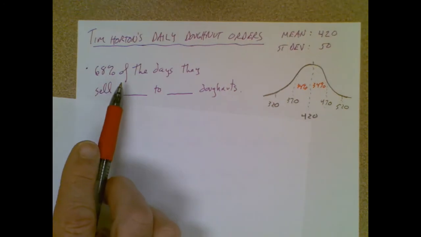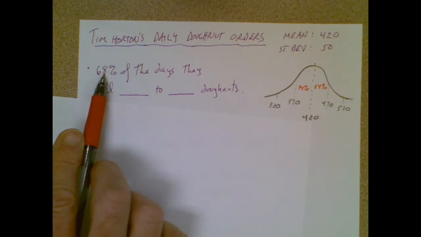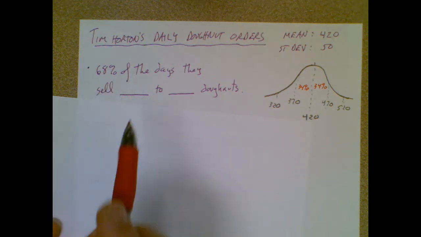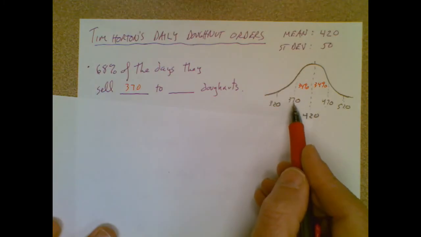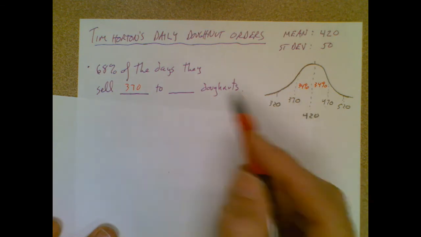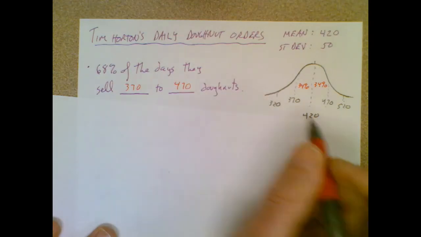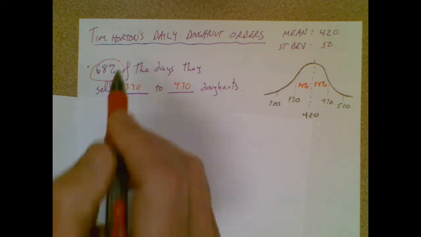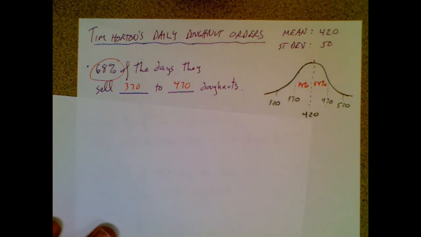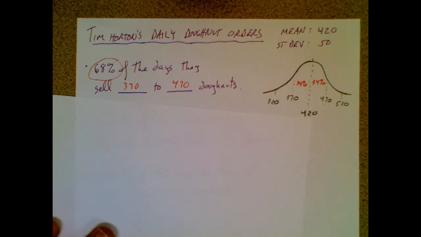So right away I could answer this question. 68% of the days they sell somewhere between 370, that's 1 standard deviation below the mean, to 470 donuts, because that's 1 standard deviation above the mean. The 68% is the general estimation rule from the empirical rule.